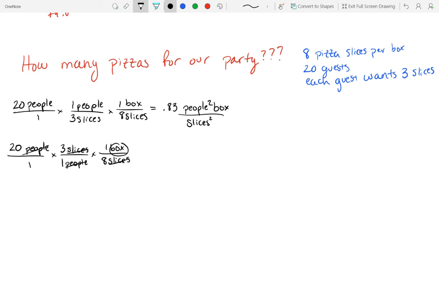So let's do this calculation. 20 times 3 is 60, divided by 8 gives us 7.5 boxes of pizza. So we told our friend, okay, I need to buy 7.5 boxes. Well, obviously you would have to ask for 8, right? So you tell our friend, okay, go buy 8 boxes of pizza, and that'll cover our party. He'll know what you're talking about, and so will the Domino's guy, and so will everyone else. 8 boxes of pizza makes sense, not people squared times boxes divided by slices squared.